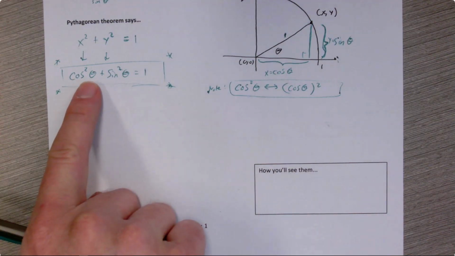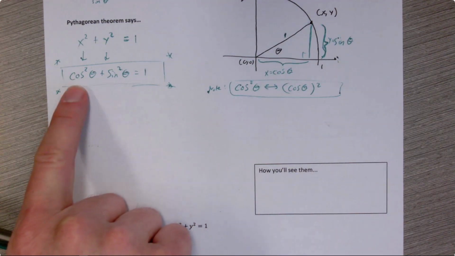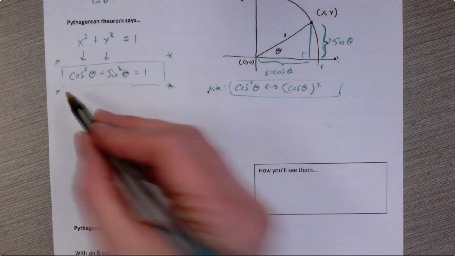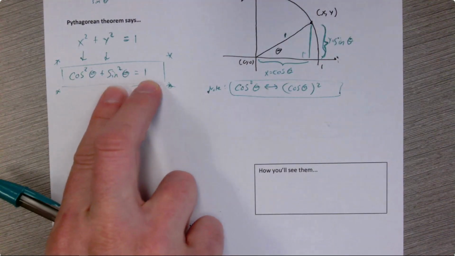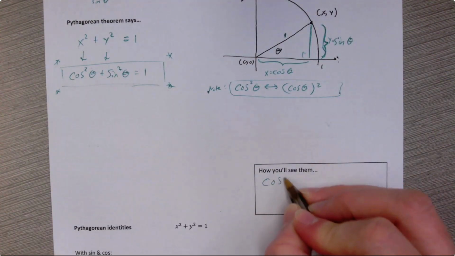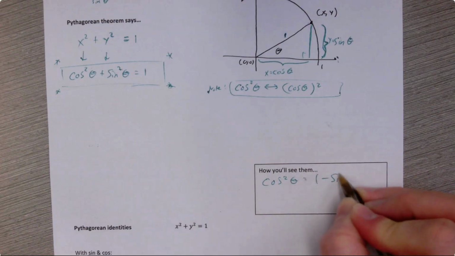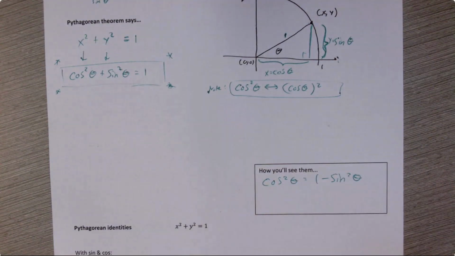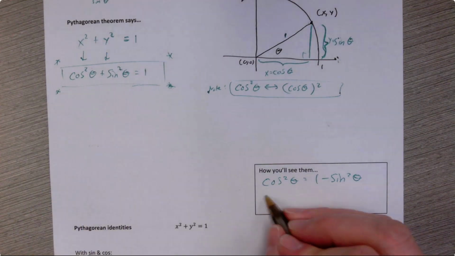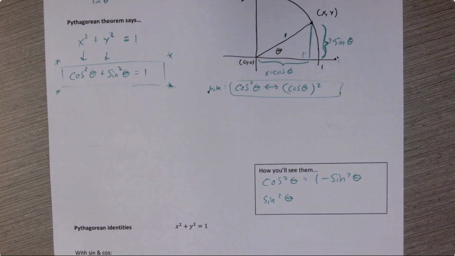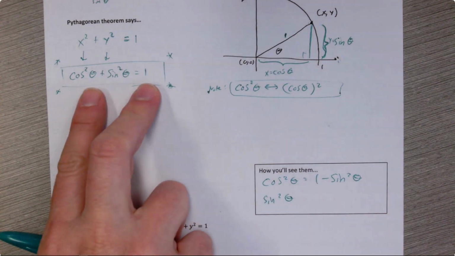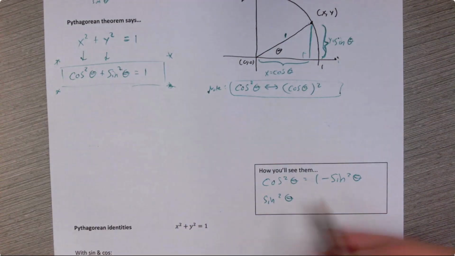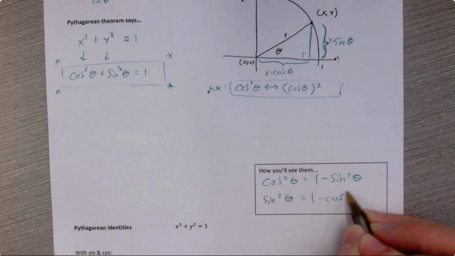Imagine you were going to solve for, or isolate, either the cosine or the sine. If I isolate cosine, I'd subtract sine squared, so cosine squared is 1 minus sine squared. Tell your neighbor out loud, what does it look like if I isolate sine squared? If I subtract cosine squared from both sides, then sine squared is 1 minus cosine squared.